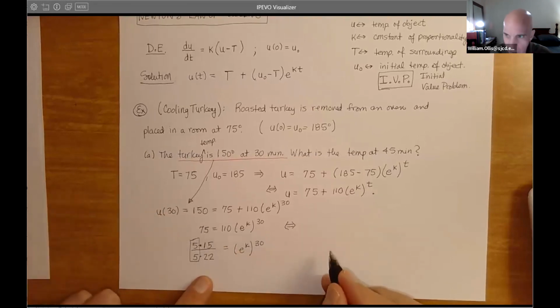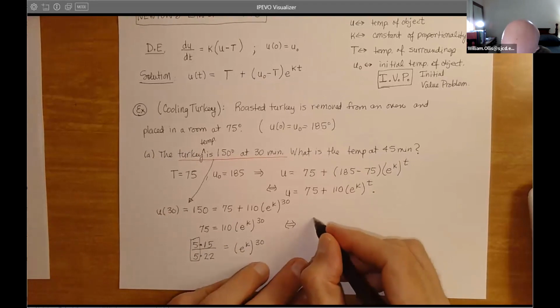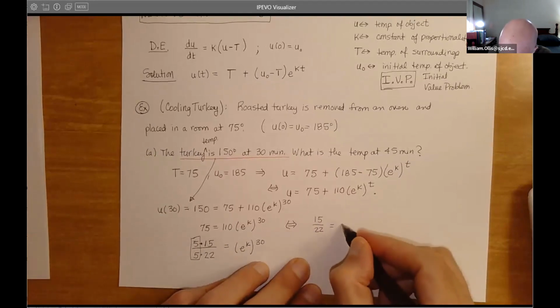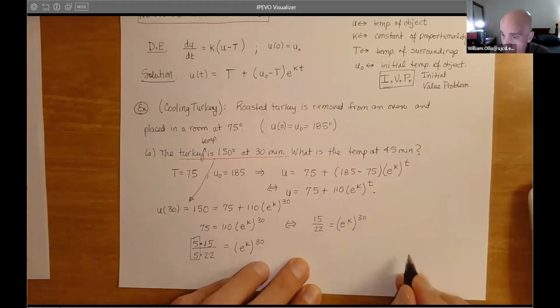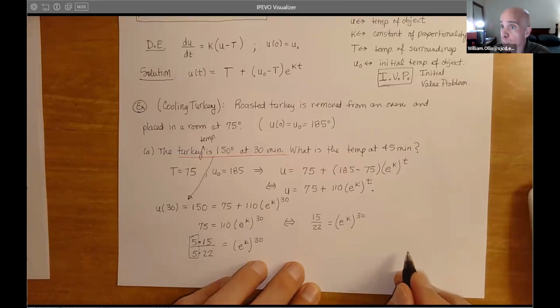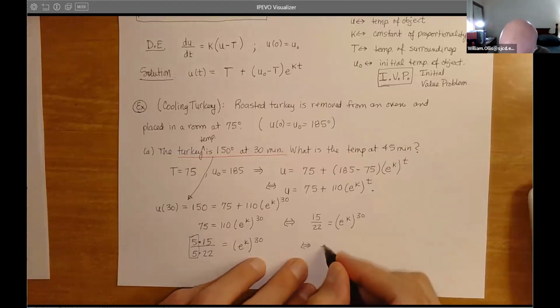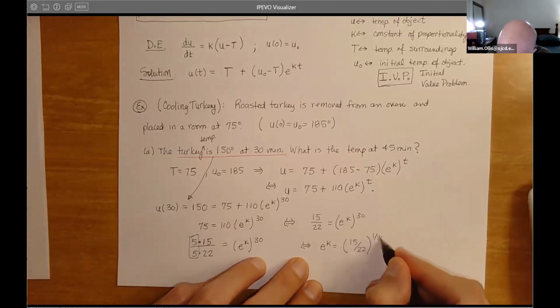This is a lot more user-friendly number than the ones we had before. So 15 over 22 equals e to the k raised to the 30. So now we can do the 1 over 30 power, the 30th root, so to speak. So equivalently, e to the k equals 15 divided by 22 to the 1/30th power.